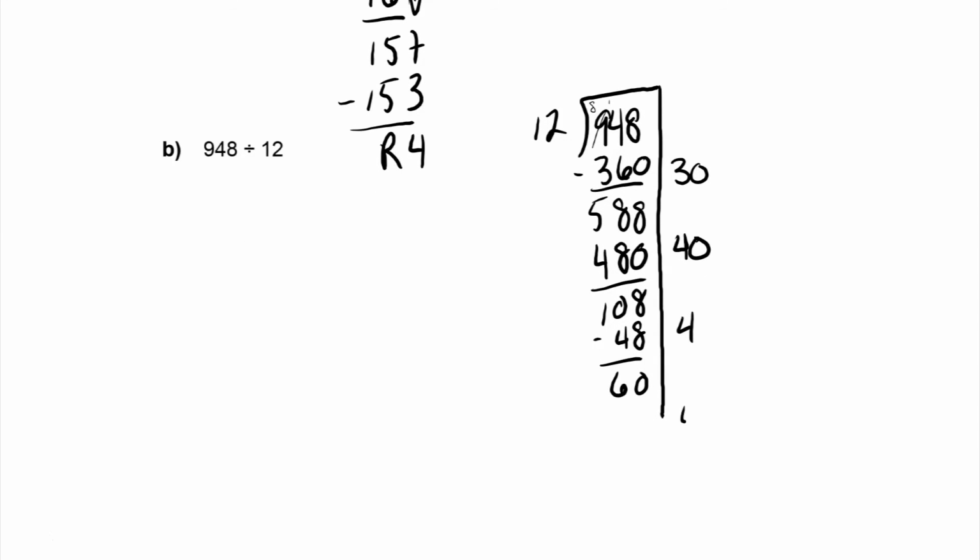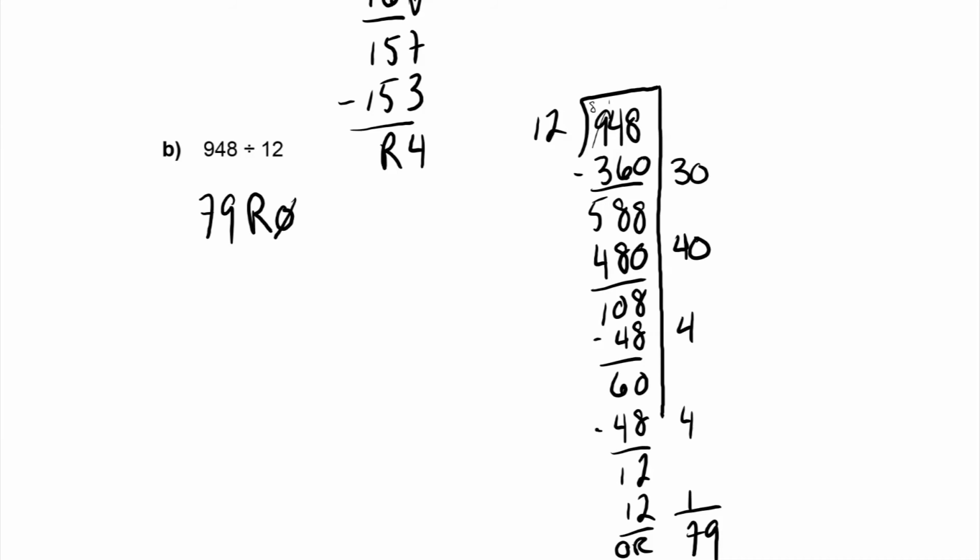And I can continue on and do 4 again. 4 times 12 is 48. Now this time I've got 12 left over. And that means now I have just one more. And I end up with 0 remainder. So now I go ahead and add up here. I've got 30 plus 40 is 70. Plus 4 is 74. Plus 4 is 78. Plus 1 is 79. So my answer is 79 with a remainder of 0.